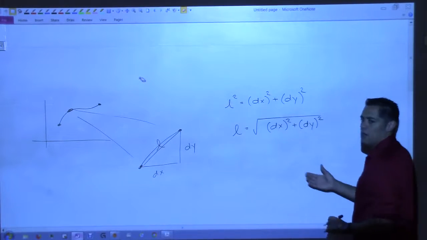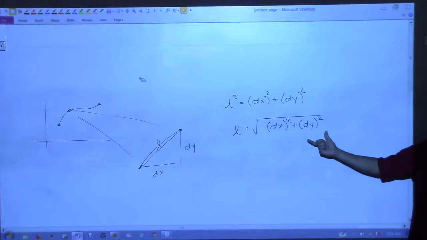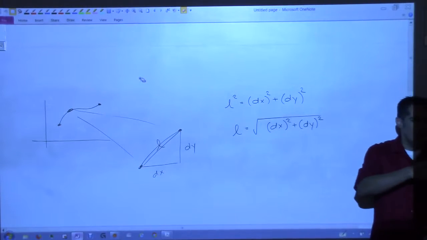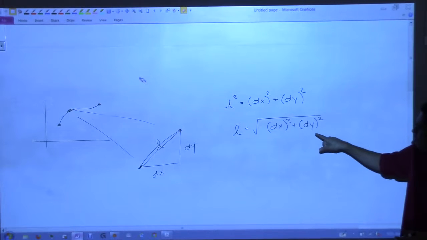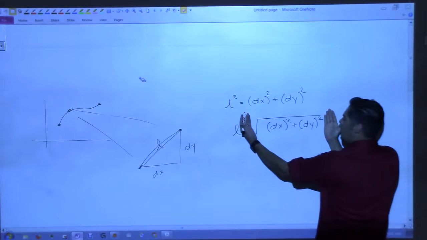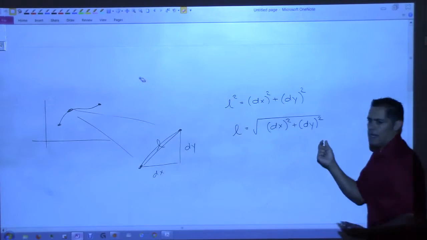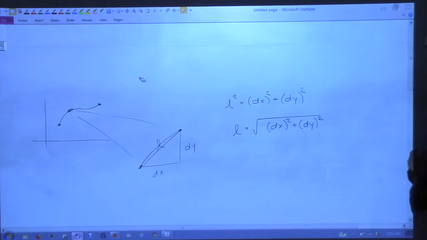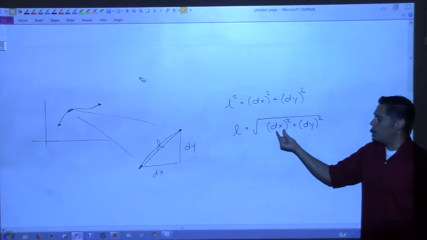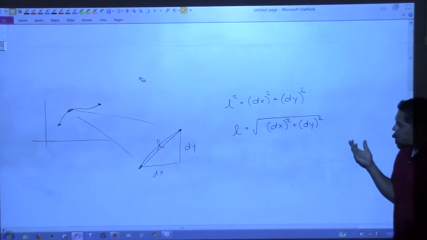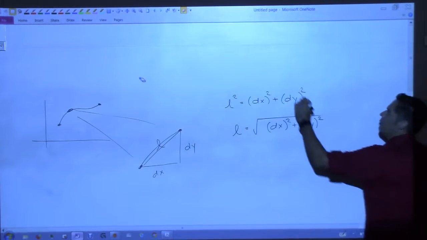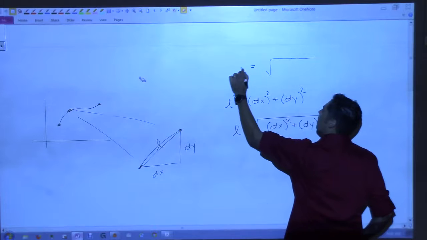And at this point I said, okay, if this is the length that we're trying to find, we just need to add them all up, and so we created an integral from this. The problem was that if we just put this right here in the integral, we didn't have a dx on the outside. So do y'all remember what I did at this point? I factored out a dx squared from in here. When I did that, what we got was this.